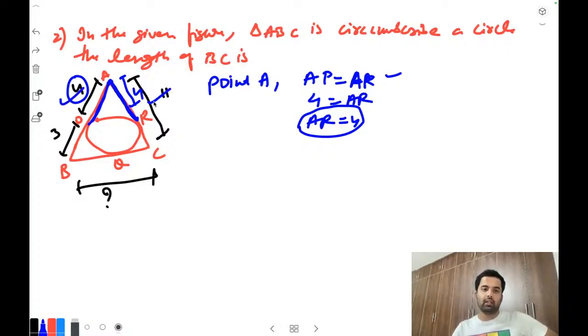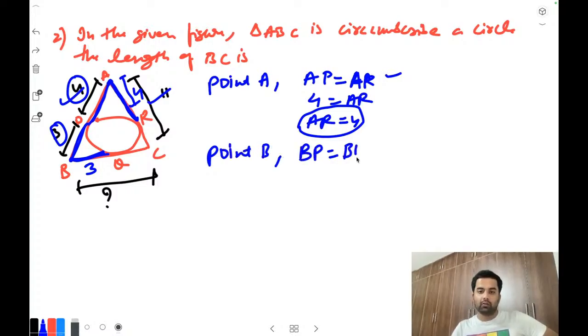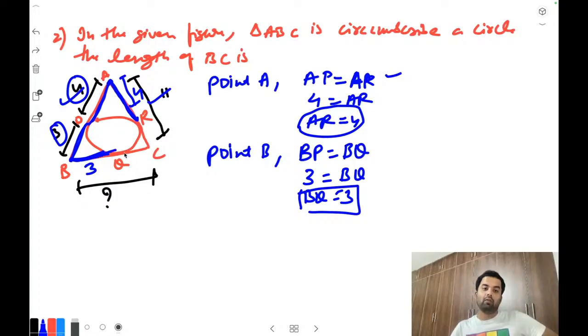Now, from this point B, BP and BQ are tangents. BP is 3, so BQ will also be 3, right? Let me mention that. At point B, BP equals BQ. BP is 3, equal to BQ, so BQ becomes 3. At least we got BQ. Now we want QC. Then we will add that and get BC completely.